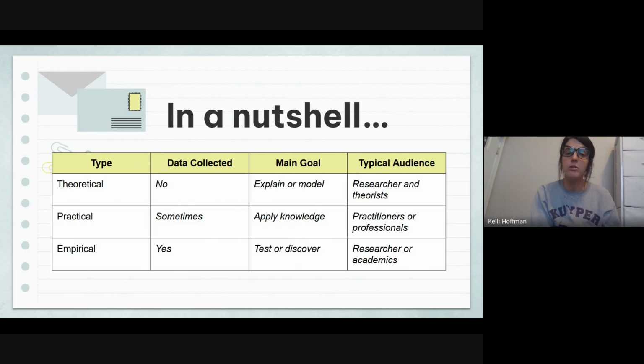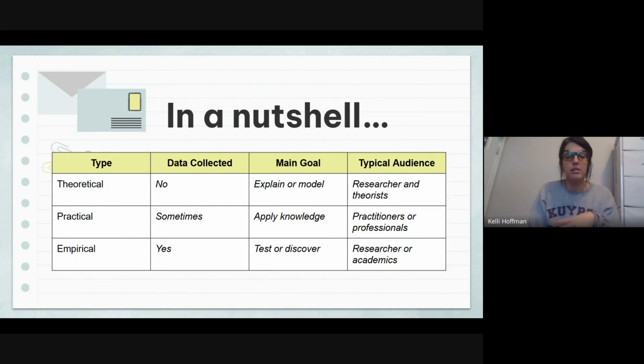With the practical ones, sometimes there is data collected by the author, other times not. They may have done some sort of study that they incorporate, but the purpose isn't to explain the study they did, it's to explain the topic and apply the knowledge. These are really helpful for practitioners or professionals wanting to learn more about a certain topic.